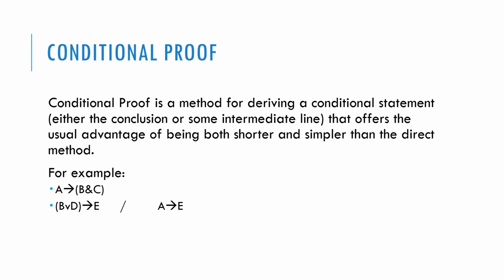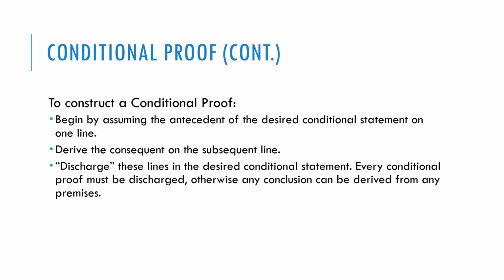And so here is just a basic example of a conditional proof. Here you see that premise 1 is if A, then B and C, and then if B or D, then E. From these premises, I can naturally deduce that if A, then E. And I can do that through the series of rules that we've been discussing over the last 2 modules.